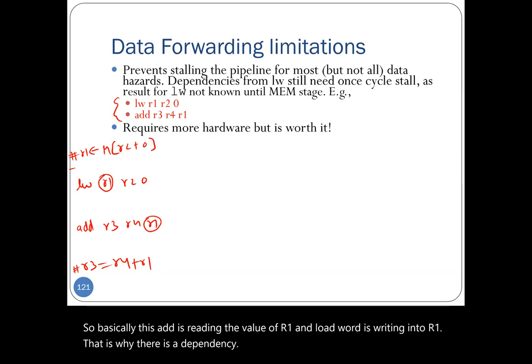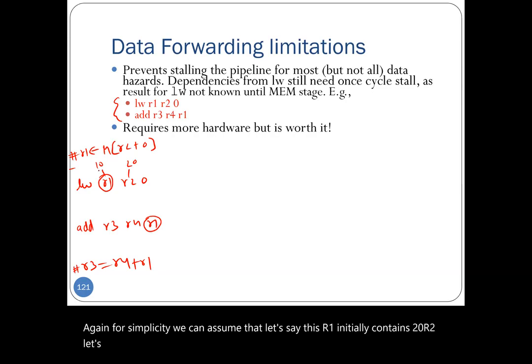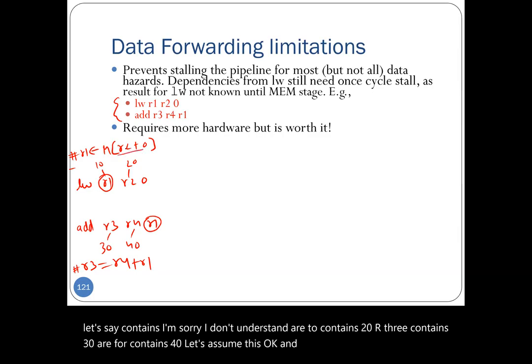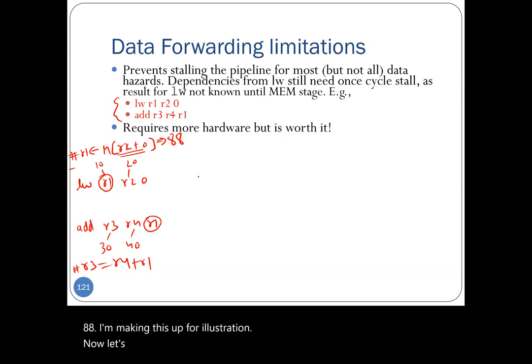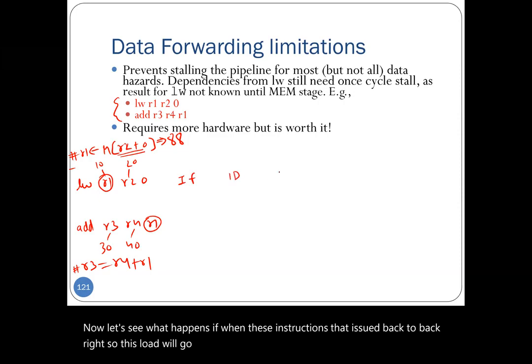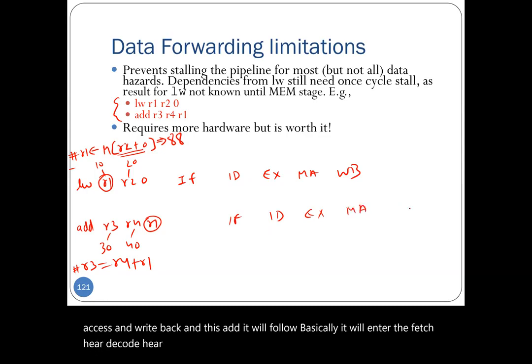Again, for simplicity, we can assume that R1 contains 10, R2 contains 20, R3 contains 30, R4 contains 40. Let's assume this. And let's assume that the data stored at this address 20 plus 0 is 88. I'm making this up for illustration. Now let's see what happens when these instructions are issued back to back, right? So this load word will go through the fetch, the decode, the execute, memory access, and write back. And this add will follow. Basically, it will enter the fetch here, decode here, execute, memory access, and finally do the write back.